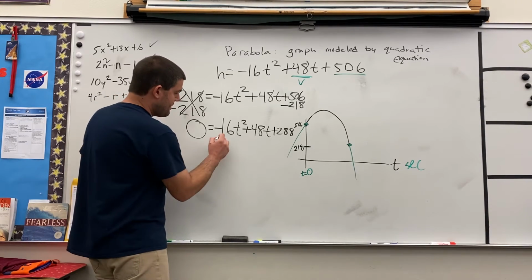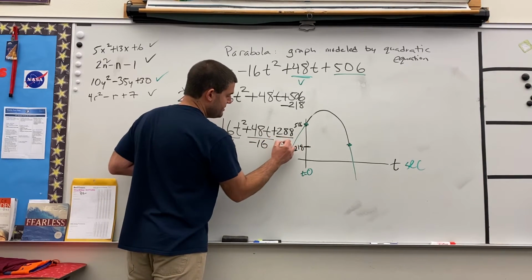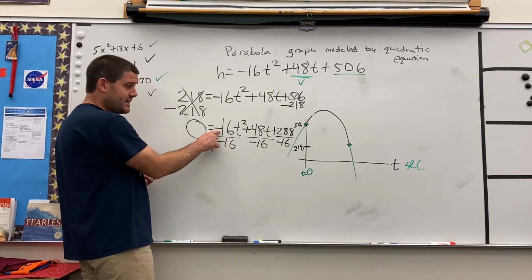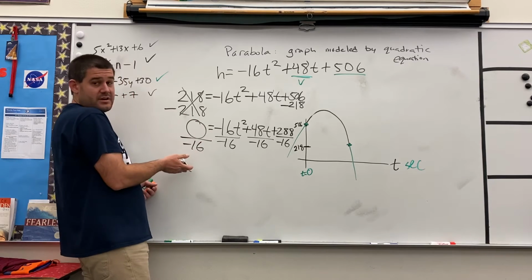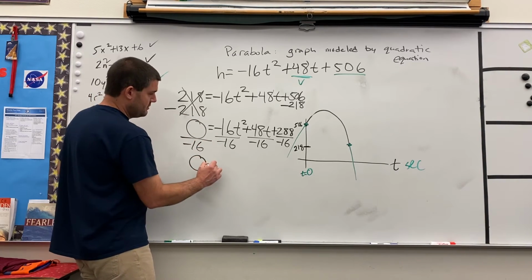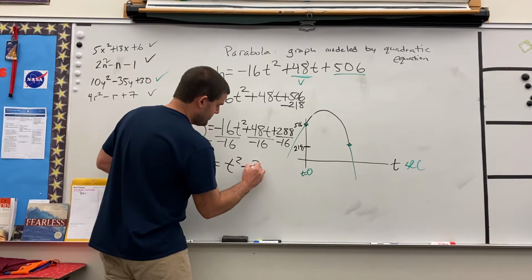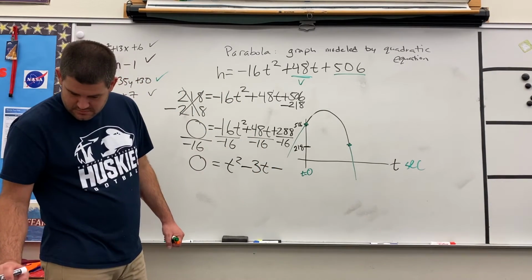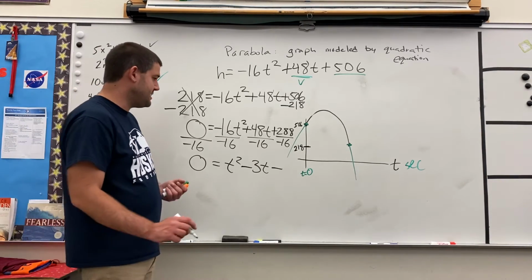So I'm going to divide everything by a negative 16 because I can take a negative 16 out of every single one of these. And I'm dividing by a negative because I don't want the negative in front of my t squared. So let's just get rid of it. Divide by negative 16, because 0 divided by a negative is still going to be 0. 0 equals t squared. Oh, that's just nice. Minus 3t minus 288 divided by 16 is 18, negative 18.